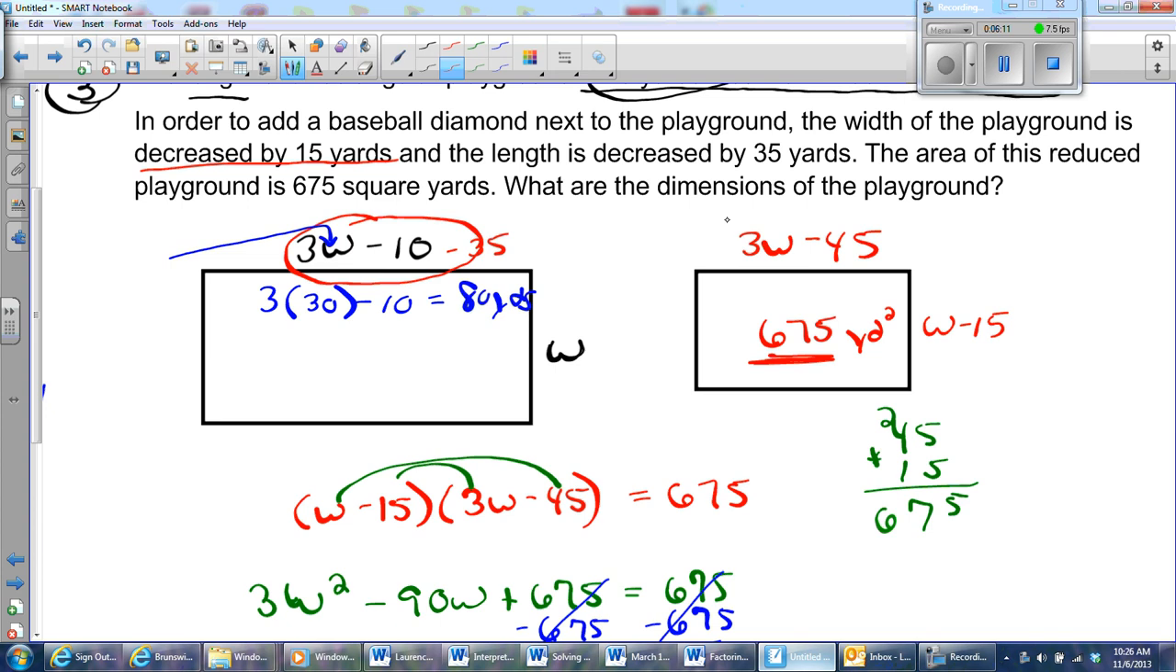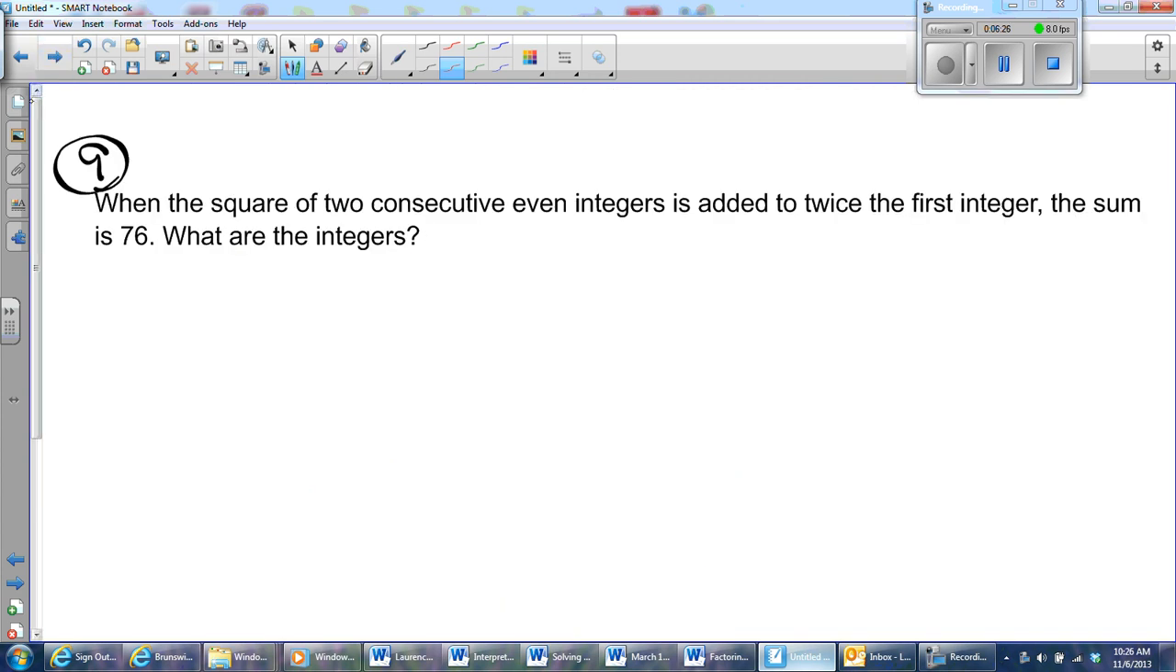Draw the pictures, label them appropriately. Don't just grab numbers. Don't you go, oh, I see a 35, and write 35 down. Ask yourself what's going on with the 35. Okay, and then set up your equations and FOIL and then solve by factoring. After you set it equal to 0, of course.